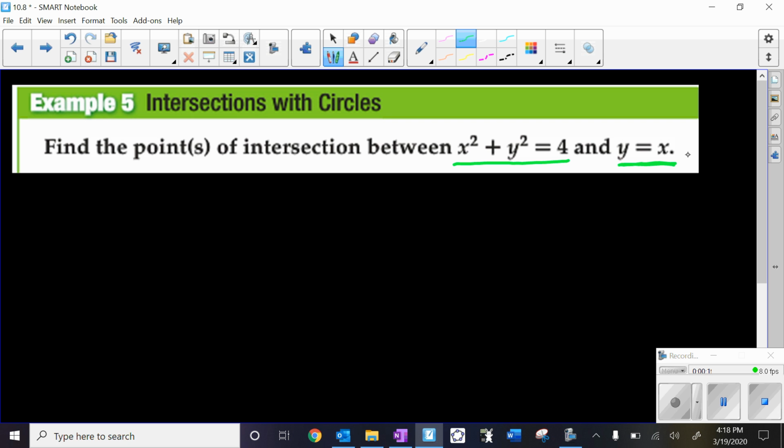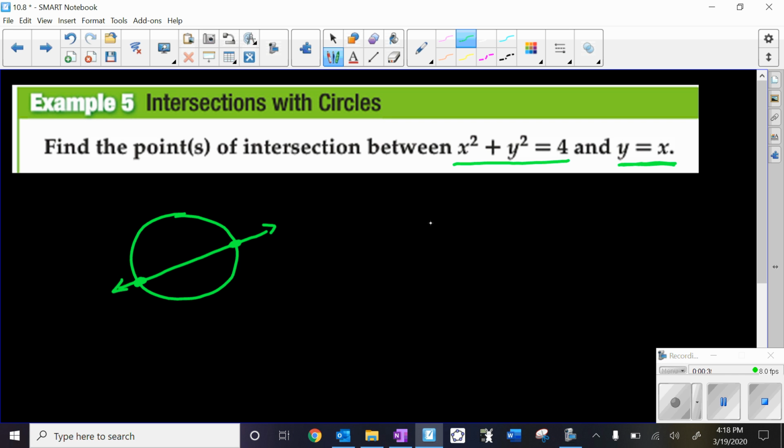There are three options that could occur when I'm dealing with the intersection of a circle and a line. I'm going to draw out all three of them. So my first option, here's my circle, my line going through it. I would have two intersection points, one right there, one right there.